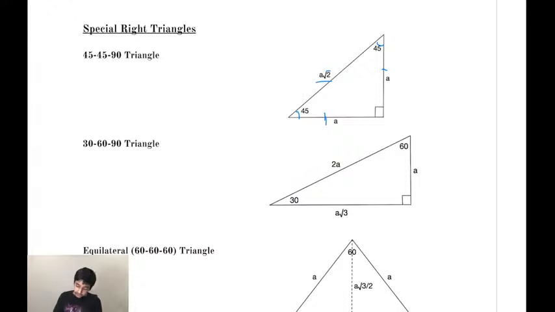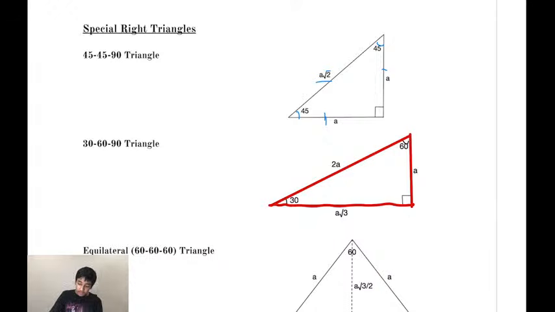And for a 30-60-90 triangle, if you have a and a root 3 here, and these are both 30 degrees, this is going to be 60 degrees. This side length is going to be a root 3, and this side length is going to be a, and this side length is 2a.